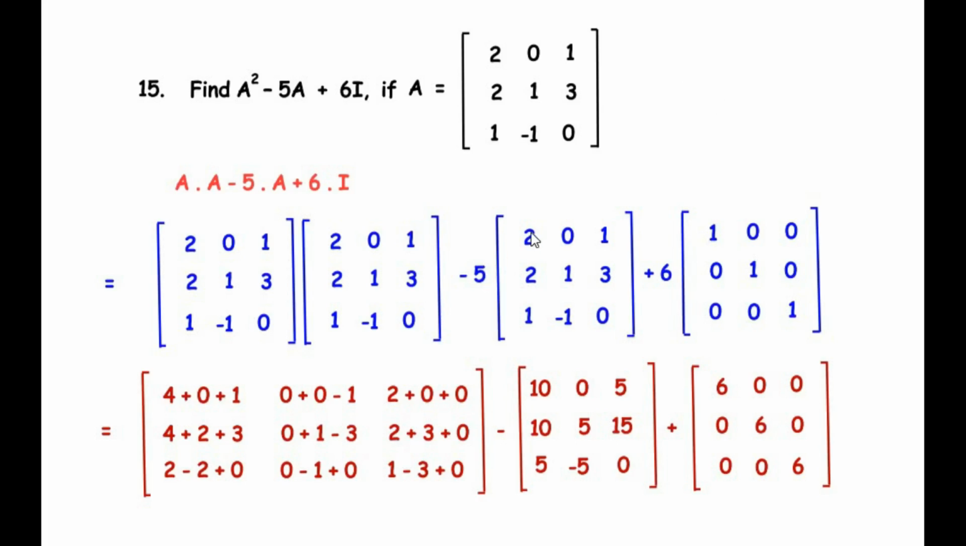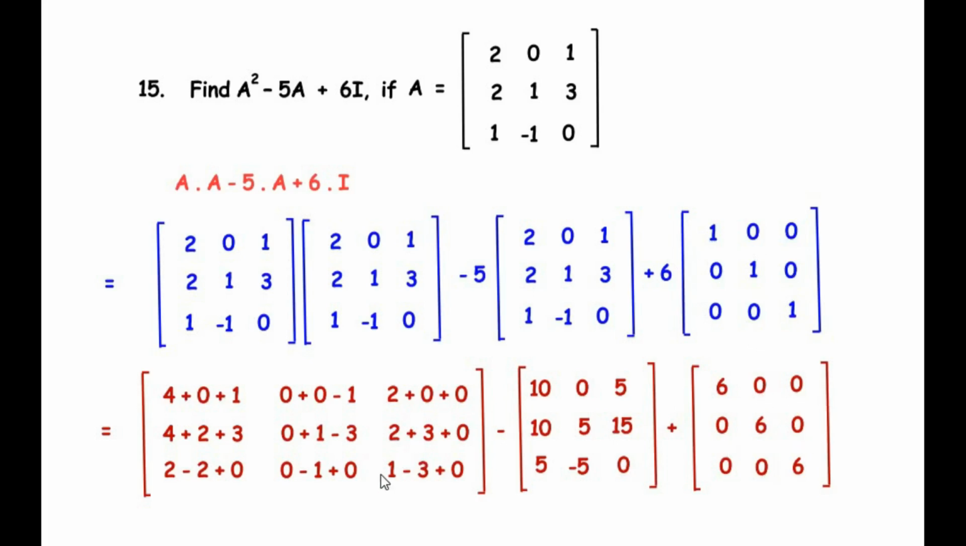This scalar quantity multiplies with each and every element. So 5 multiplies with 2, that gives us 10. 5 with 0 is 0. 5 times 1 is 5. And similarly we multiply 5 with the rest of the elements. Plus now 6 multiplies with each element of this matrix. So we get 6, 0, 0, 0, 6, 0 and 0, 0, 6.